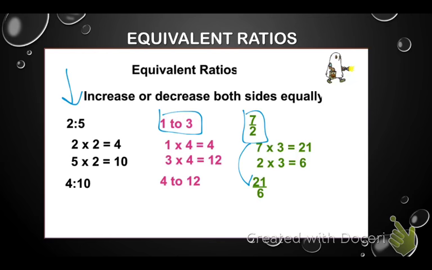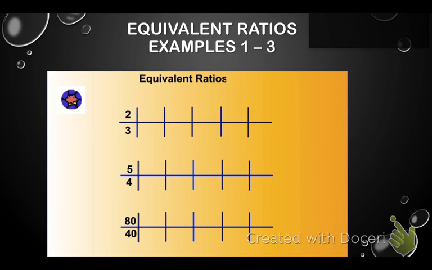Let's continue. Alright, equivalent ratios. This is examples number 1, 2, and 3. So I'm going to write these down here at the side. You just need to pay attention. This is example number 1. We have 2 over 3. That is our ratio, 2 to 3.